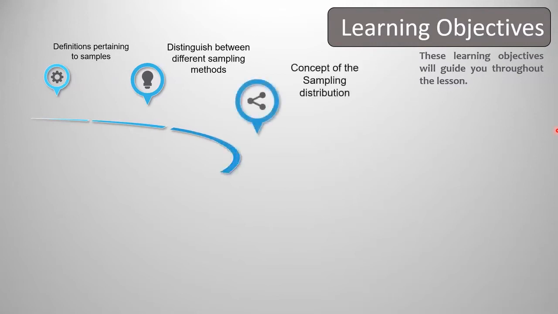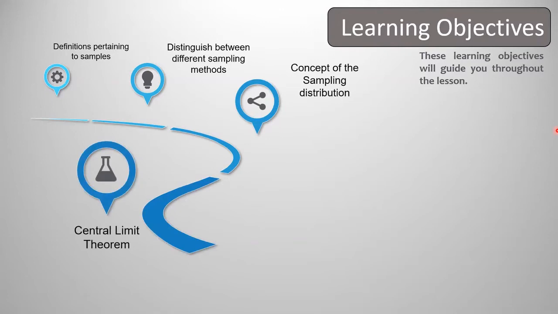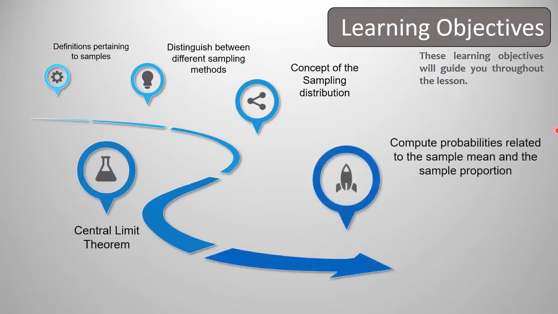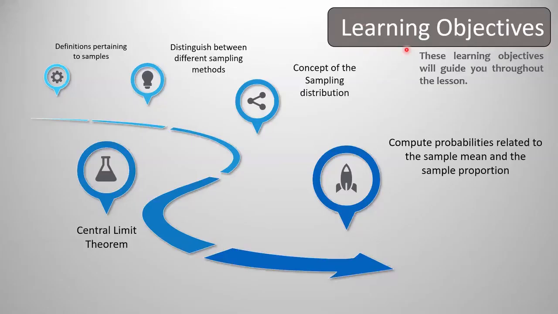Today's learning objectives. First, we will be talking about definitions pertaining to samples, distinguishing between different sampling methods, concept of sampling distribution, central limit theorem, and finally, we will be talking about computing probabilities related to the sample mean and the sample proportion. Right, so these are the learning objectives for this particular chapter.